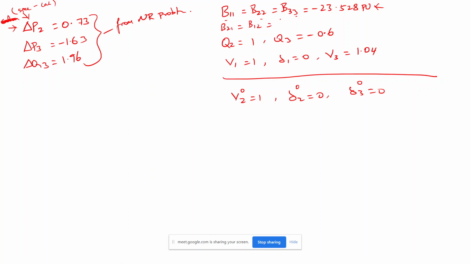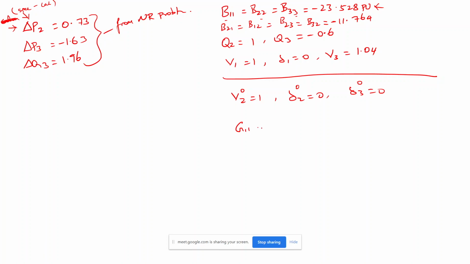And then we know here B21 is equal to B12 is equal to B23 is equal to B32, because in the last problem all the values are the same, all the line values are common for everything. So that is what they have given, right? So if that is the case, then we will get this value as minus 11.764.